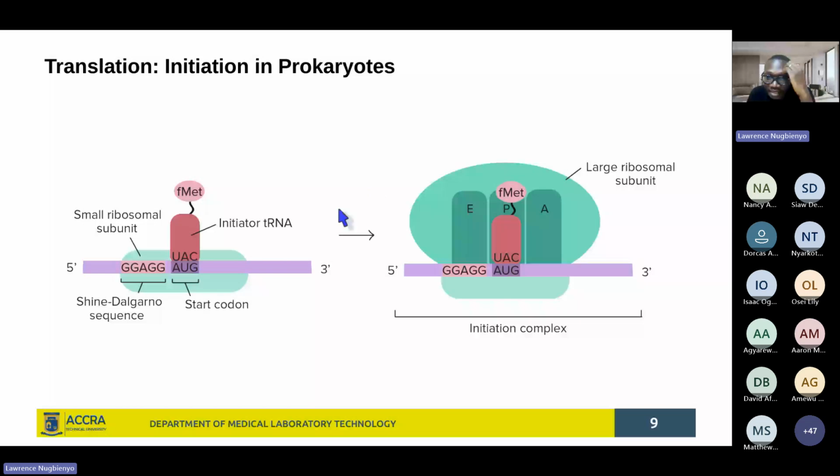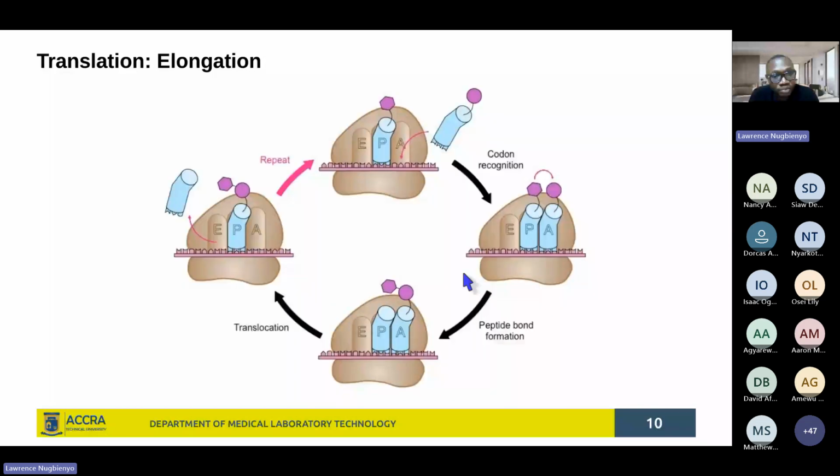But the process generally is the same with the ribosomal subunits, the small subunits, the large subunits, and the sites that are in the large ribosomal subunits are the same as you can see over here. All right. So I hope that's okay with Raymond, who was asking about the prokaryotes and the eukaryotes.